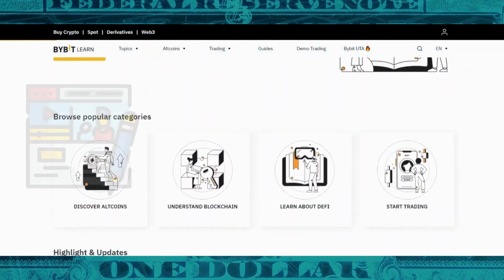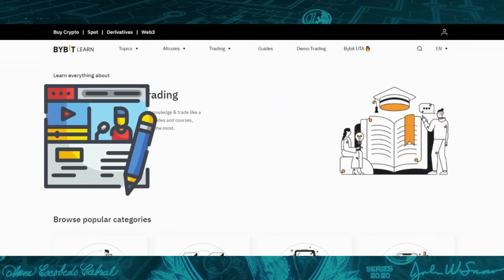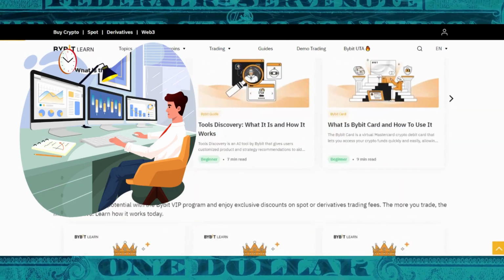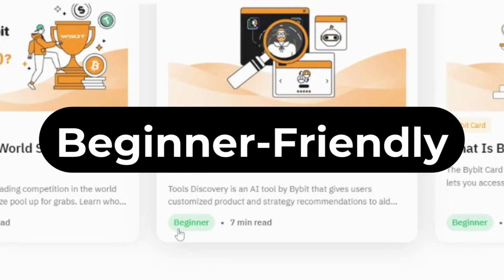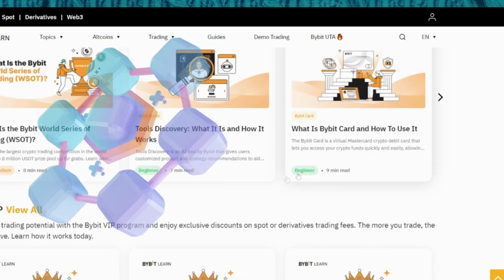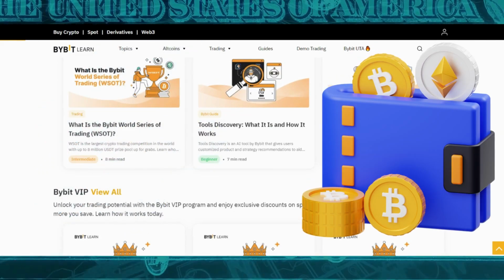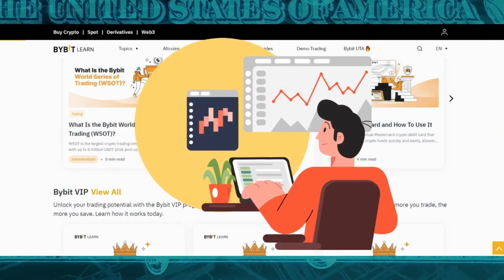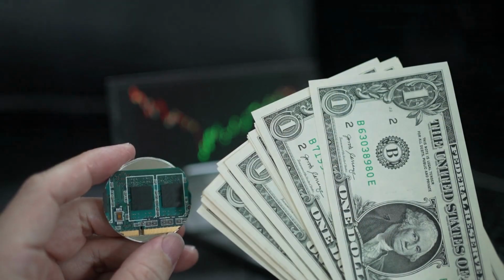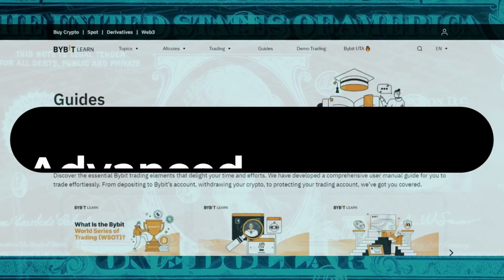Bybit Learn boasts a vast library of educational content covering various aspects of cryptocurrency trading and blockchain technology. Beginner friendly. Bybit Learn offers easy to understand guides on fundamental concepts like blockchain technology, cryptocurrency wallets, and how to get started with trading. These resources help newcomers build a solid foundation in the world of crypto.